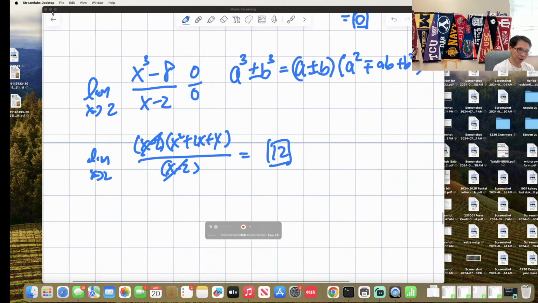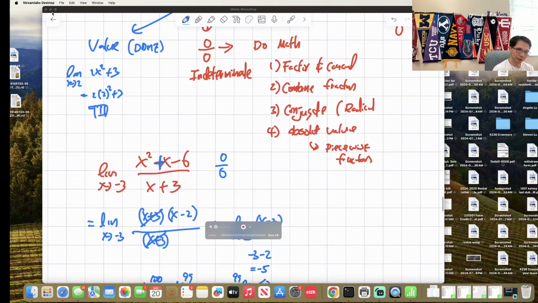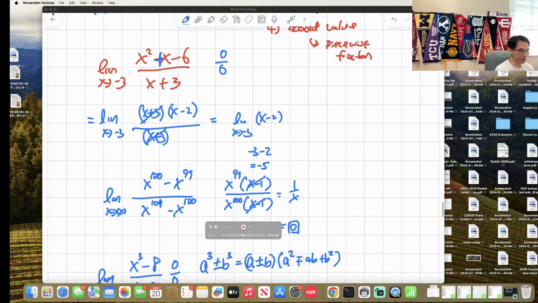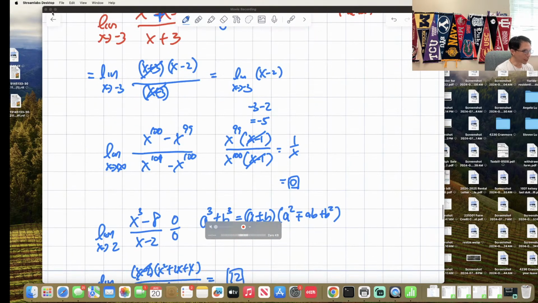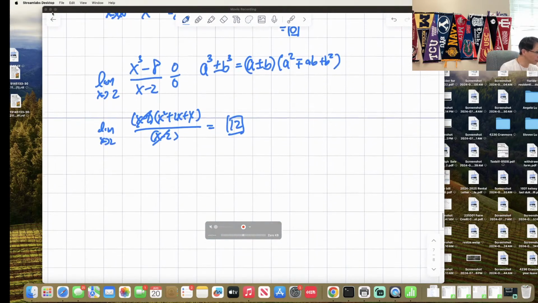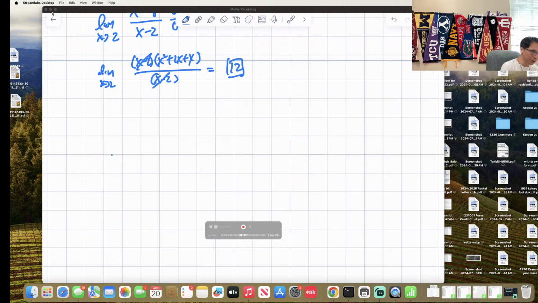So this is the first situation that we dealt with: factoring and canceling. It could be any type of factoring. Sometimes it could be long division. You never know. If you have a polynomial over a binomial, sometimes it can be a long division in order to cancel. So you have to know your basic math skills. Combined fractions. Let me give you one that's a combined fraction, and maybe you can try that one because you already remember how to do it.